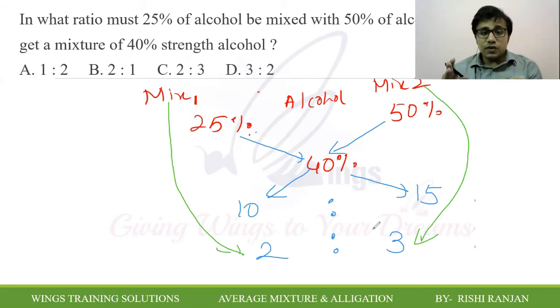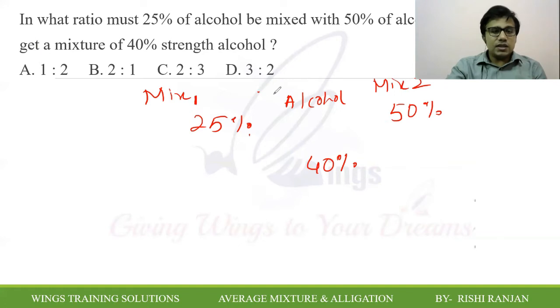The ratio of their amount, the ratio of their volume, the ratio of their weight. In this ratio only, mixture 1 and mixture 2 are getting mixed. If the first mixture was 2 kg, the second mixture has to be 3 kg, 2:3 ratio. If the first mixture is 2 liters, the second mixture will be 3 liters, 2:3 ratio. So here the answer is 2:3.